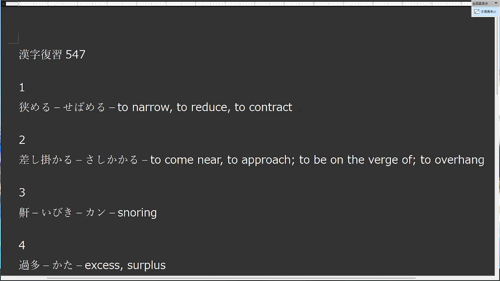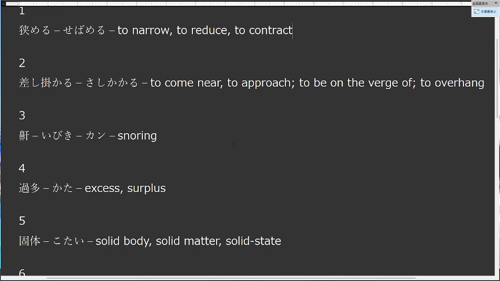Our first word of the day is sebameru. For our kanji from narrow comes our new verb, to narrow, to reduce, or to contract. A transitive verb, sebameru is to narrow, reduce, or contract. Sebameru is to reduce, contract, or narrow, to make more narrow. Sebameru desu.